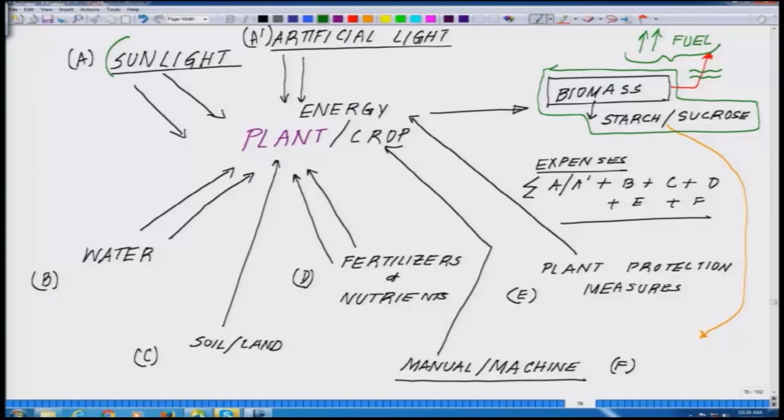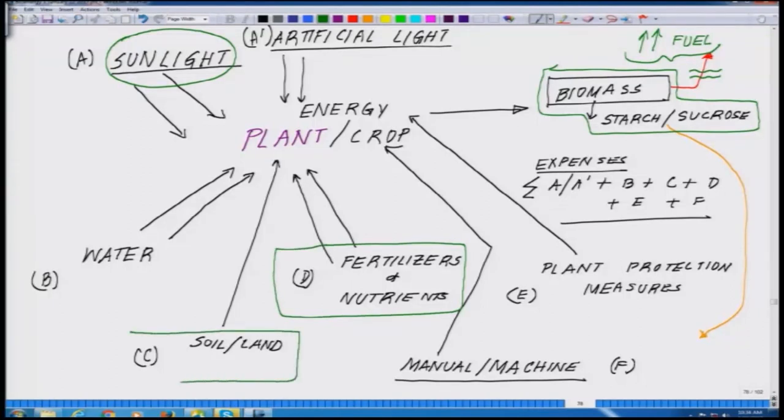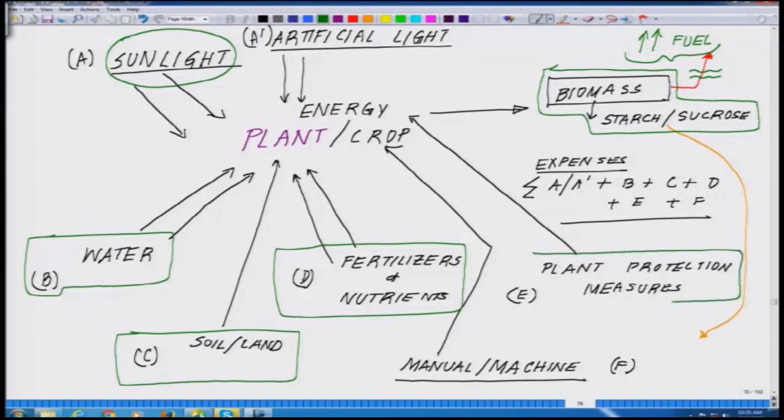So today our job will be to talk about how much light expenditure you need, how many photons. Water we are not dealing with, fertilizers and nutrients are on a crop to crop basis, so we are not going to deal with this. Soil and land we are also not dealing with. We'll definitely talk about how many water molecules on average you'll need to make one hexose, or one 6 carbon sugar. Plant protection measures we are not taking here because that also varies from plant to plant.